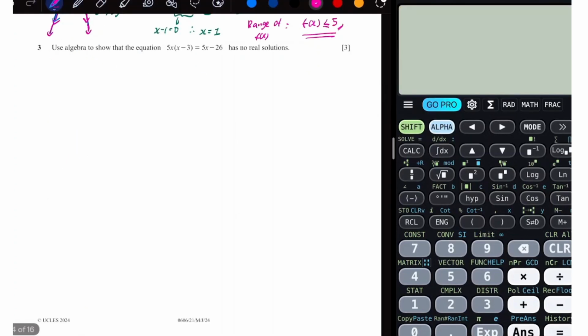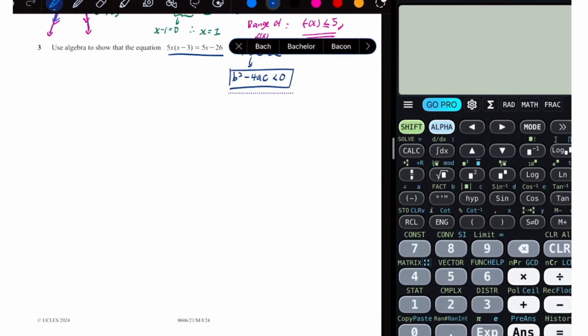Okay, use algebra to show that the equation 5x(x minus 3) is equal to 5x minus 26 has no real solution. So this is another question where we have to use the discriminant. The discriminant b squared minus 4ac must be less than 0. So this is the condition where the curve doesn't intersect the graph. There is no real solution when D is less than 0.